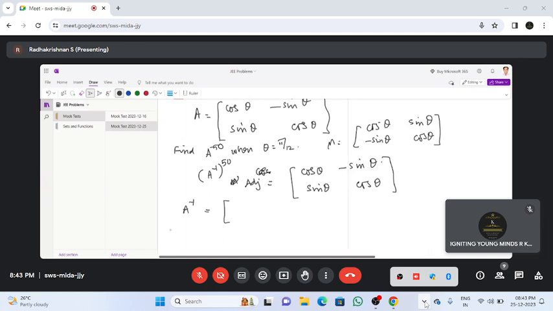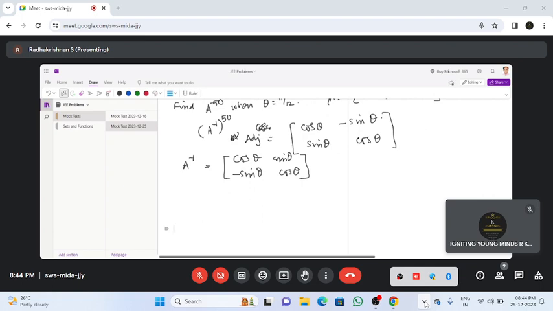Okay, so the inverse will be 1 by determinant. Determinant is again 1, sin square theta plus cos square theta. So what remains is its transpose. So that means cos theta sin theta, minus sin theta cos theta. So this is your inverse matrix. Okay, so inverse matrix is same as its transpose matrix.